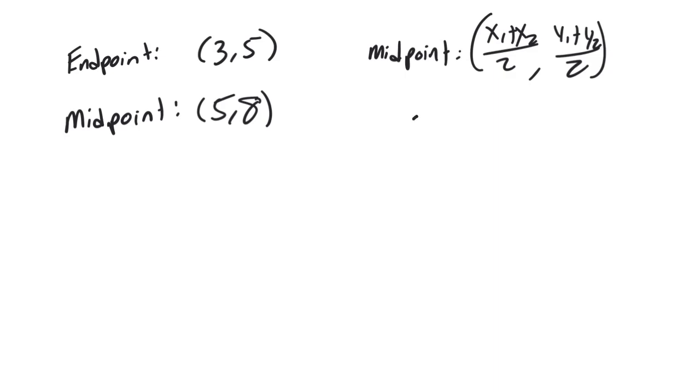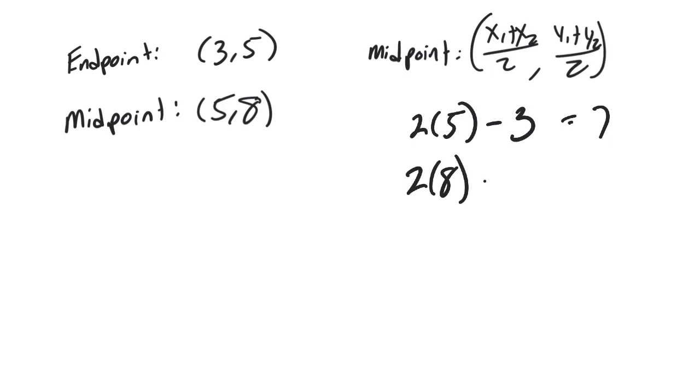We can say, okay, well, 2 times 5 minus 3 is going to give us our x value that's missing. 2 times 5 is 10, minus 3 is going to give us 7. And then we can also say, well, 2 times 8 minus 5 is going to give us our missing endpoint. 2 times 8 is 16. If we subtract 5, we get 11. Hey, that says our missing point is going to be 7, 11.